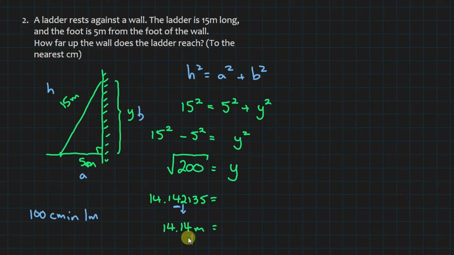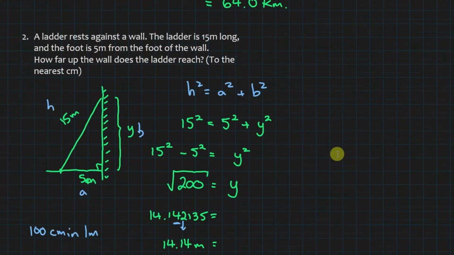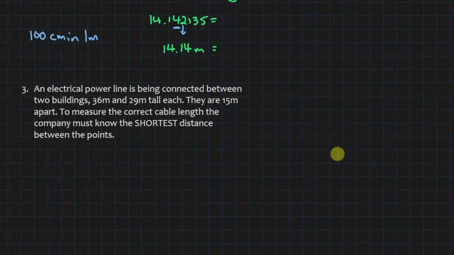Okay, do one more. Okay, so we've got a new situation coming in. Between two buildings, electrical cable is going to be installed between the tops of the walls. We know that the two buildings are 36 metres and 29 metres tall each, and that the relevant walls are 15 metres apart.